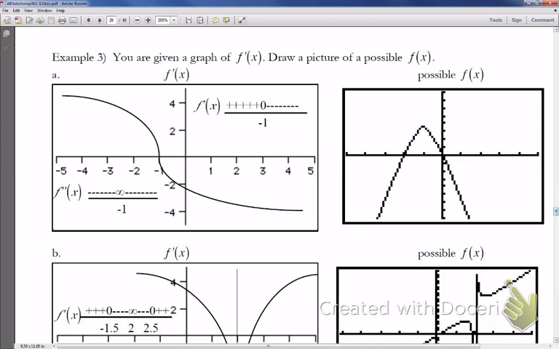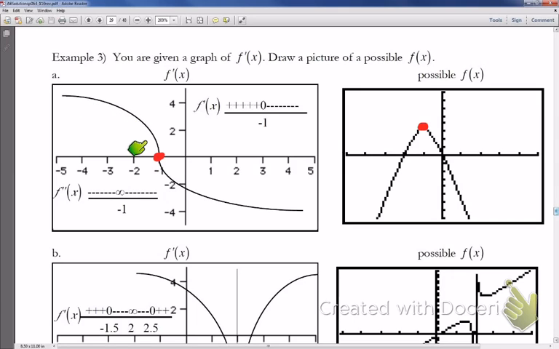So remember that a 0 on the first derivative is a turning point on the original function. Can you guys tell me, just by looking at the first derivative, could you tell if this was going to be a maximum or a minimum? And how can you tell? If it's positive and then goes to a 0, that's a maximum. But if it's negative and goes to a 0, it's a minimum.